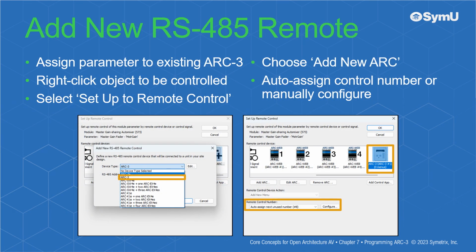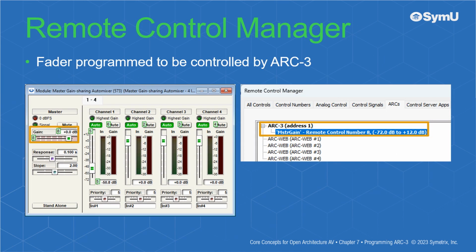To assign a parameter to an existing ARC-3, right-click on the specific object to be controlled. Then select Setup to Remote Control. From the Setup Remote Control window, choose Add New ARC. Composer will offer to auto-assign the next available control number, or you can configure these manually. The fader in this example is now programmed to be controlled by an ARC-3.